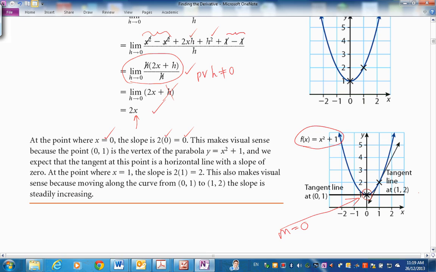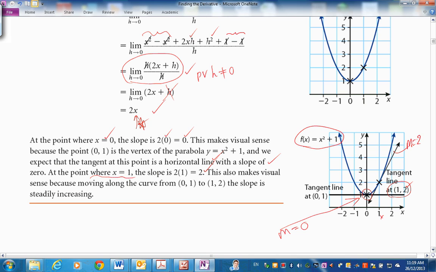Now this might be useful later on. And you expect it to be a horizontal line with a slope of 0, because it's just touching across the bottom of the parabola there. It is a convex, or concave up, parabola. What about where x is 1? Stick 1 back up in here. 2 times 1 is 2. And looking at this, does it make visual sense? Well, let's look at x is 1. Here it is. y would be 1 squared plus 1, which is 2. And here's the slope, and the slope is much steeper. It equals 2. Wow! What a process.